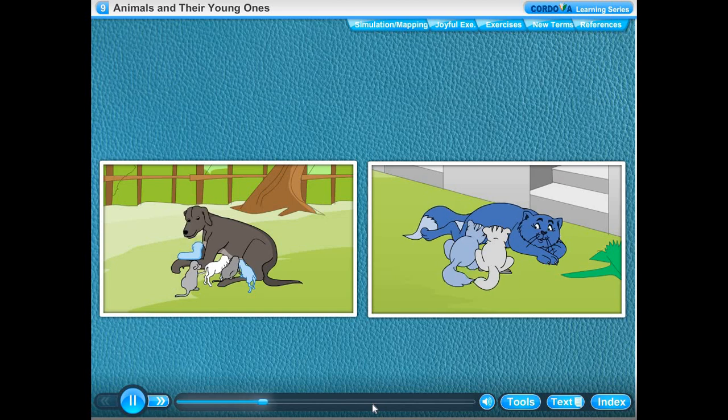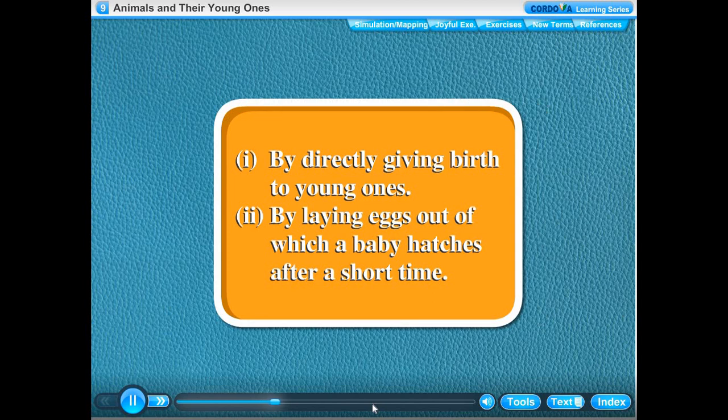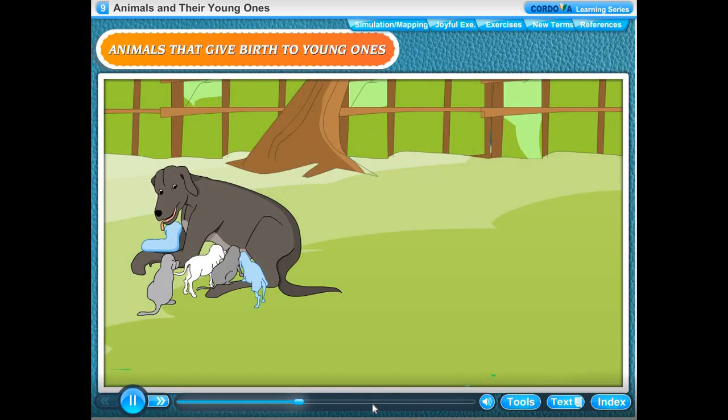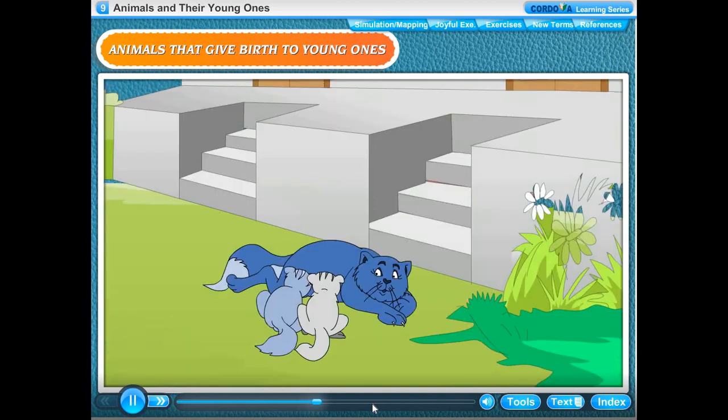Animals can reproduce in two ways: by directly giving birth to young ones, or by laying eggs out of which a baby hatches after a short time. Animals that give birth to young ones. Animals that give birth to young ones and feed them with their own milk are called mammals.